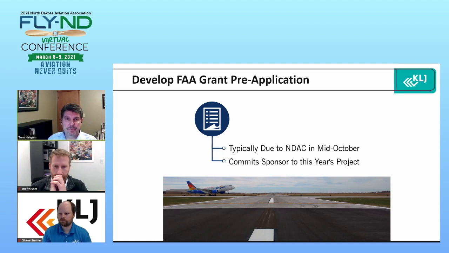Typically, that's going to be due to State Aeronautics in mid-October. So you can expect that that'll be due about then. I believe the FAA has them due sometime the beginning to mid-December. So the state will actually take them, compile them, and start looking at them and planning for the funding of all the state projects, and then ultimately turning them over to the FAA in December when they're due.